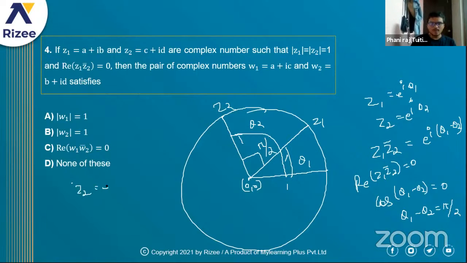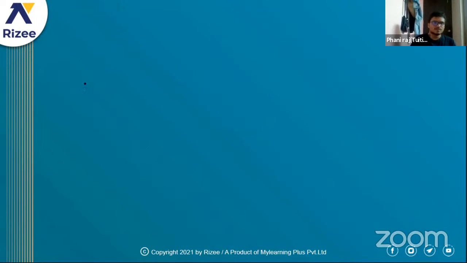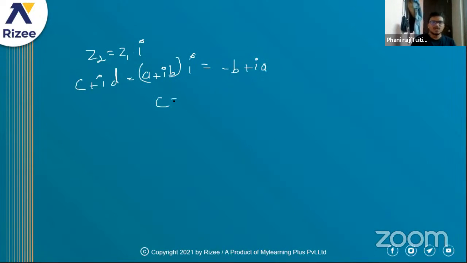So Z2 equal to e power I theta 1 into e power I pi by 2. But this is Z1. What is e power I pi by 2? Cos pi by 2 plus I sin pi by 2. This is I. So now equate them. Z2 equal to Z1 into I. So Z2 equal to C plus ID equal to A plus IB into I, which is equal to minus B plus I into A. So C equal to minus B, A equal to D. Okay. So this is there.